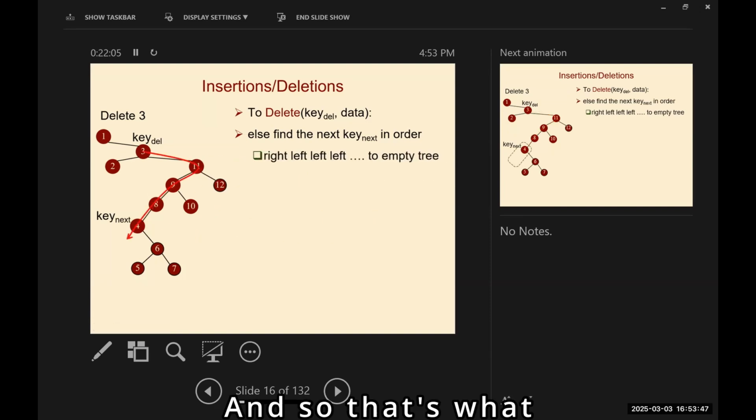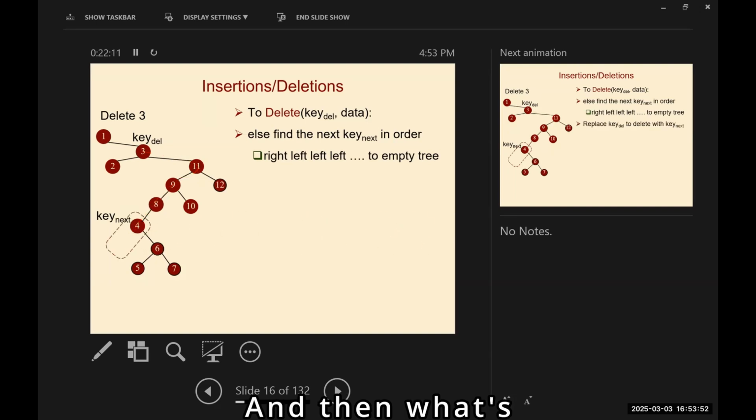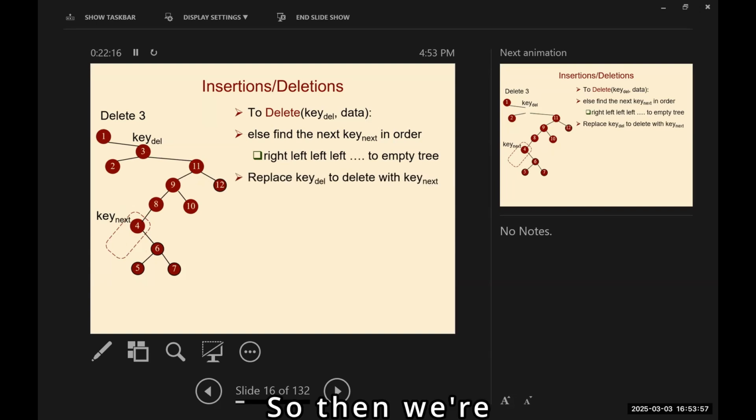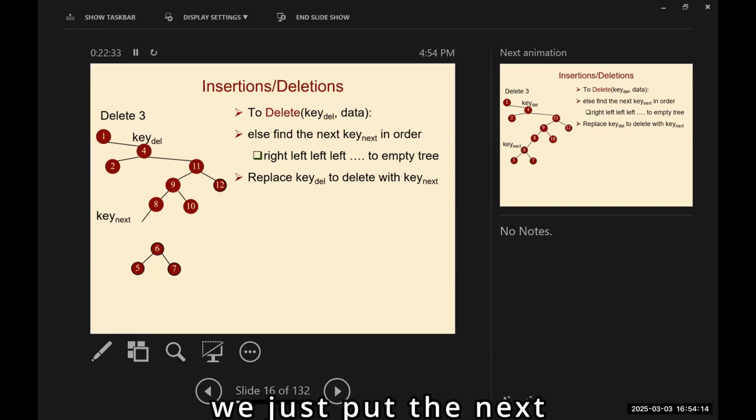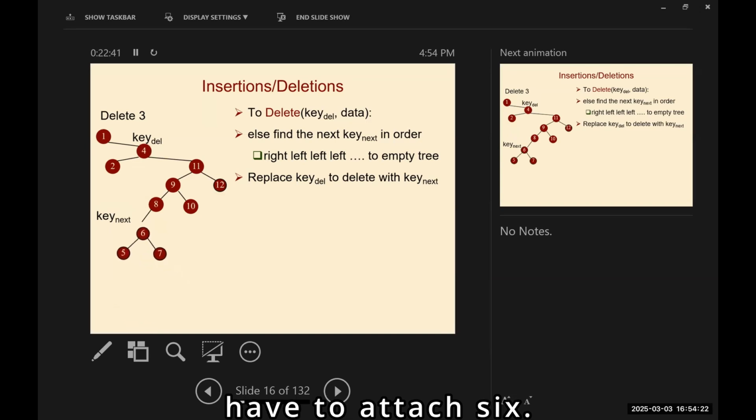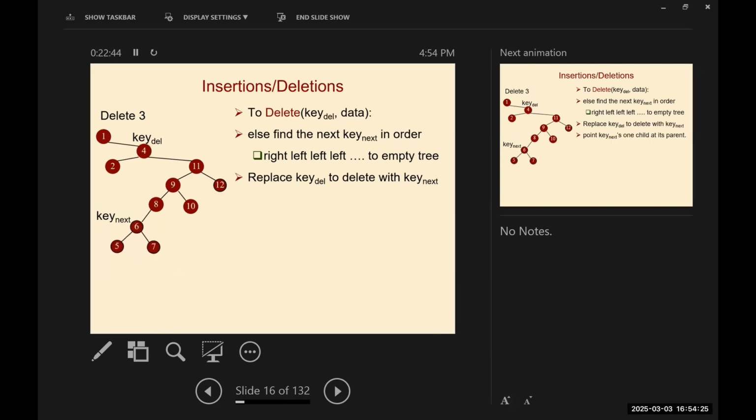right? And so that's what we're going to do. We're going to go right, left, left, left. We find 4. And then what's great about 4? It has no left subtree, right? So then we're going to delete 4. What are we going to do with 4? Oh, we're going to put 4 where 3 is, right? 3 comes out, 4 goes in. Everybody good? And that's okay because we just put the next guy in that spot. And then now we have to attach 6. So 6 attaches. Yeah?